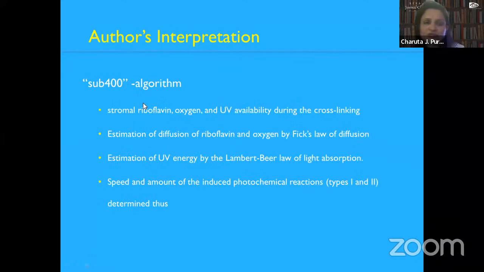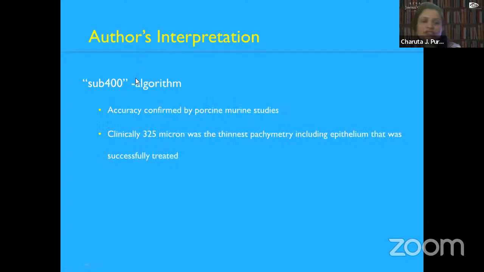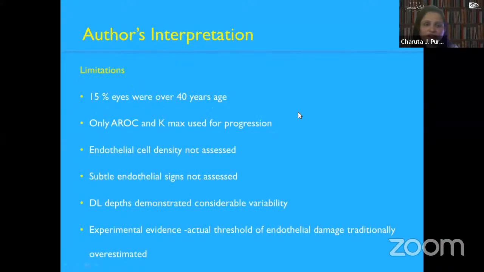Now, in the algorithm itself, they say that the stromal riboflavin, oxygen, and UV availability during the cross-linking is defined by the fixed law of diffusion and therefore is actually quite predictable. They also say that estimation of the UV energy by the Lambert-Beer law of light absorption makes for predictable outcomes. And the speed and the amount of photochemical reactions are defined by these two laws. Now, the accuracy of the sub-400 algorithm has been confirmed by porcine and murine studies. Clinically, however, in this study, the thinnest pachymetry was 325 microns.